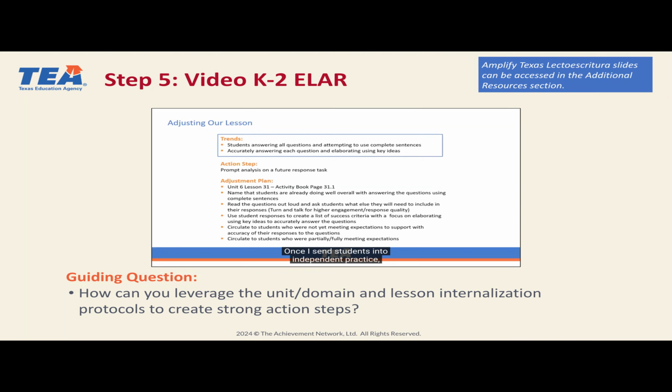Once I send students into independent practice, I'll circulate immediately to my students who are not yet meeting expectations and make sure they are accurately answering each question and elaborating using key ideas. Once I've worked with them, I'll begin circulating to students who are partially and then fully meeting expectations in order to address their ability to elaborate using key details to accurately answer each question.